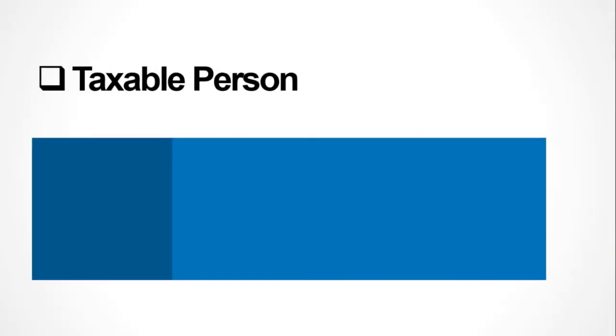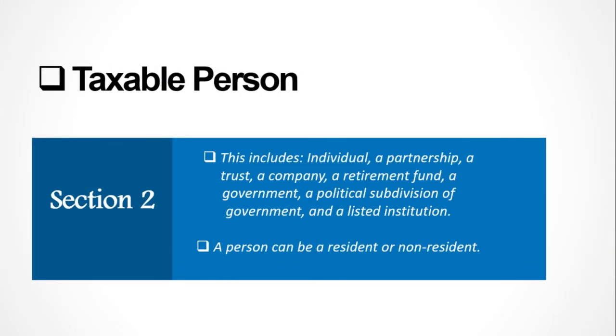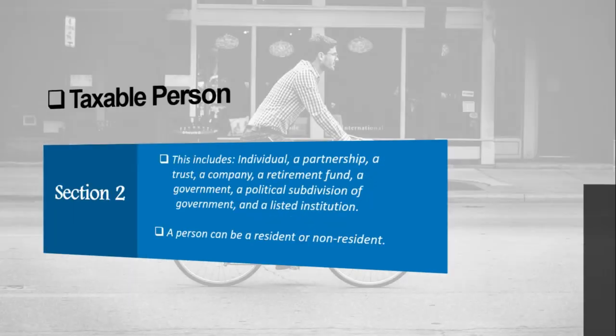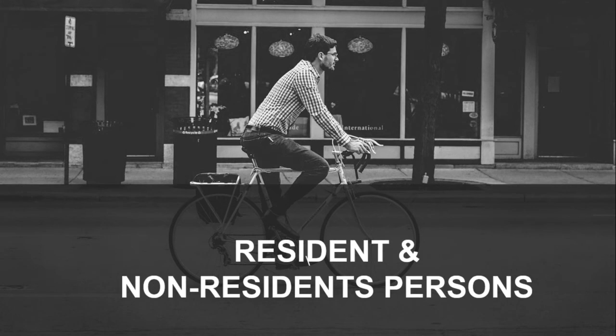We shall talk about a taxable person, and of course we shall derive our meaning from section 2 of the Income Tax Act. Our discussion will again move into the resident and non-resident persons. Now, as you can see on my screen, I'm having my friend John. By looking at John's race, does it mean John is resident or non-resident? We shall move into that entire debate.